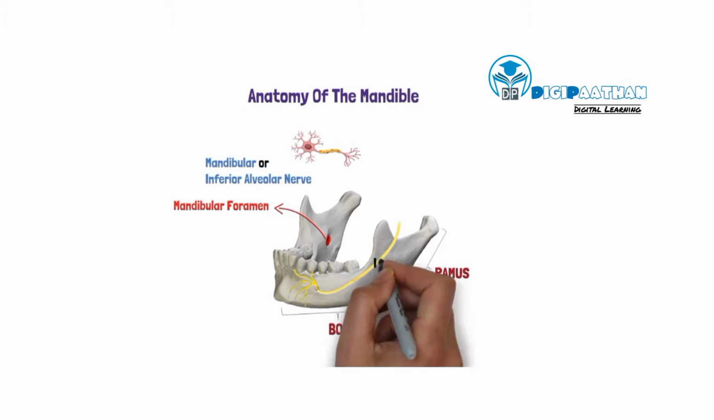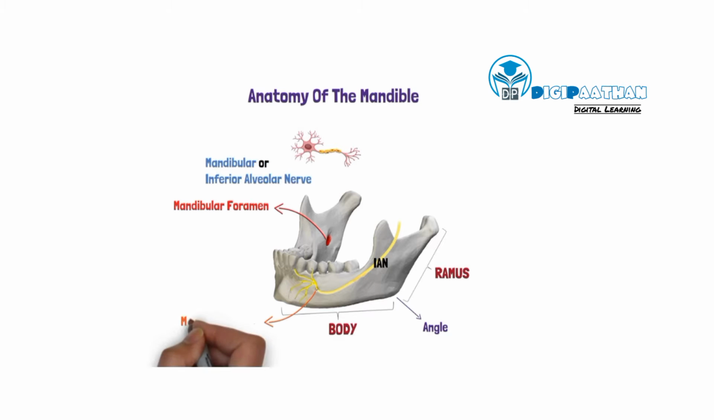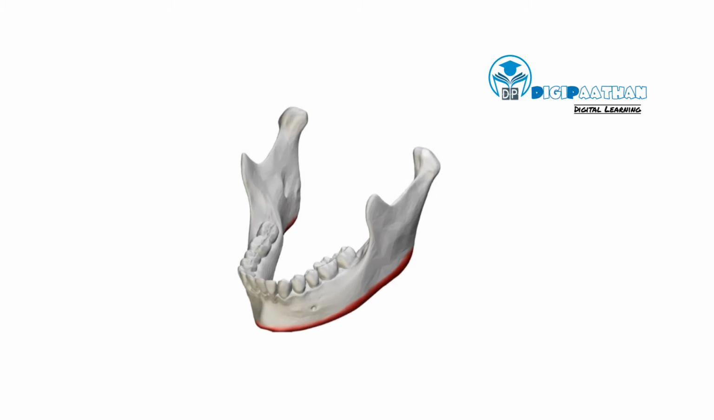Now, this inferior alveolar nerve is going to pass through the mandibular canal, and it's going to emerge from the mental foramen. Now, when it emerges from the mental foramen, it divides into the mental nerve and the incisive nerve. The incisive nerve branches supply the lower incisors, whereas the mental nerve supplies the lower lip. Now, let's look at the mandible from another angle.